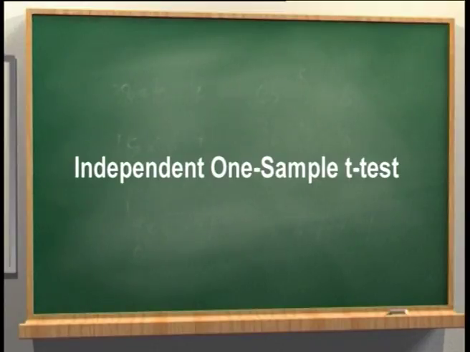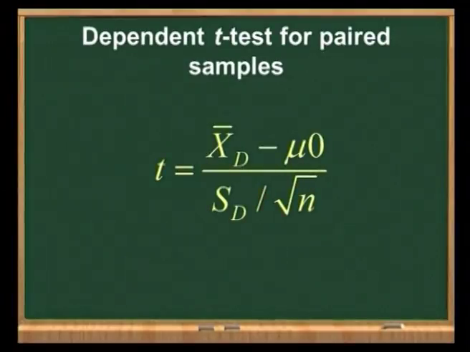Independent one sample t-test. In testing the null hypothesis that the population mean is equal to a specified value mu0, one uses the statistic t is equal to x bar minus mu0 divided by s divided by root of n, where s is the sample standard deviation of the sample and n is the sample size. The degrees of freedom used in this test is n minus 1.